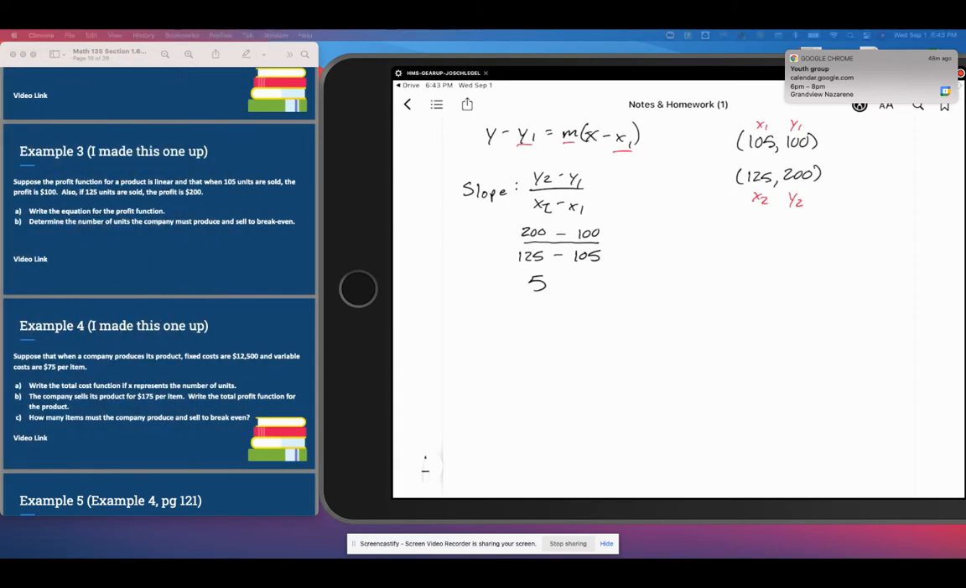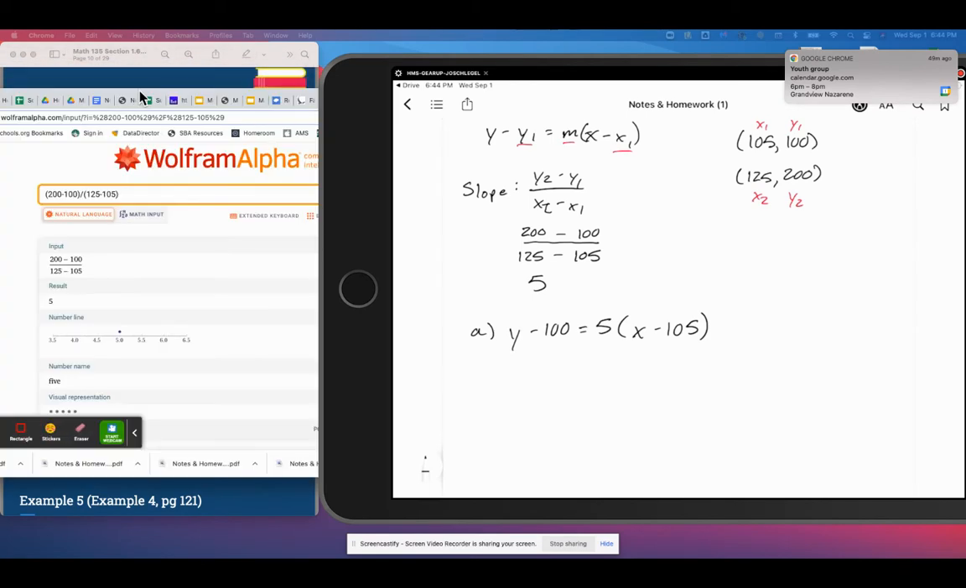And using the point slope formula, we can go ahead and throw our information in there. So for part A, which asks for a profit function, this is going to be a funky looking profit function. We are going to have y minus 100 equals m, which is 5, times x minus x1, which is 105. Now again, from this, we can see that the marginal profit is 5 because that is the slope, and that's located right there. But we have no idea what the y-intercept is, so let's go ahead and feed this to Wolfram and get a y-intercept out of it.